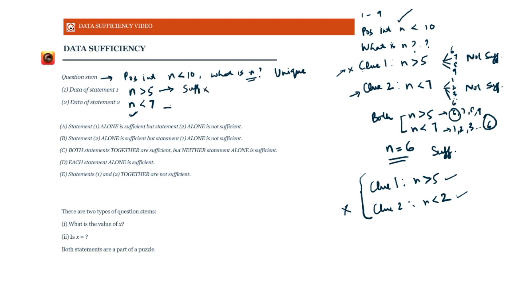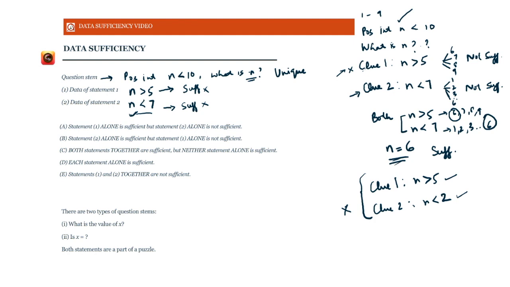All right. What about when you say n is less than 7? Again, there are 6 different values that n can take as per this statement alone. So this is also not sufficient. All right. So then when I put them together, I see that I'm getting a single value of n, which is n is equal to 6. And that is why it becomes sufficient.